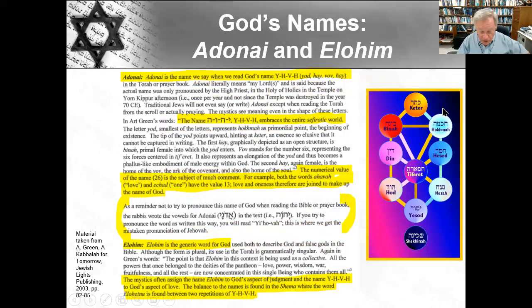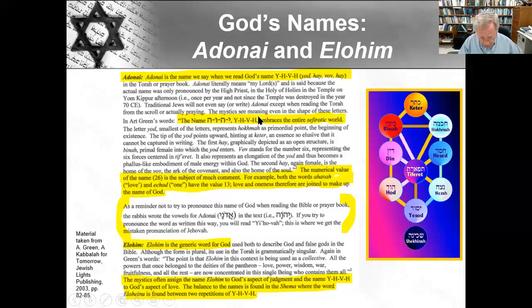Okay, this is actually something I covered a little bit. God's names, Adonai and Elohim. Adonai is the name we say when we read God's actual name, Yud-Heh-Vav-Heh, in the Torah or prayer book. It literally means my Lord, and it's in the plural, so it means technically my Lords. It's said because the actual name was only pronounced by the high priest in the Holy of Holies in the temple on Yom Kippur afternoon.